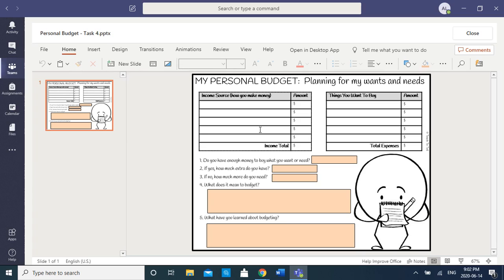If you don't have any money that's your own personal money to spend right now, then you would just leave this blank. But I'm thinking that most of you at least have a few things.